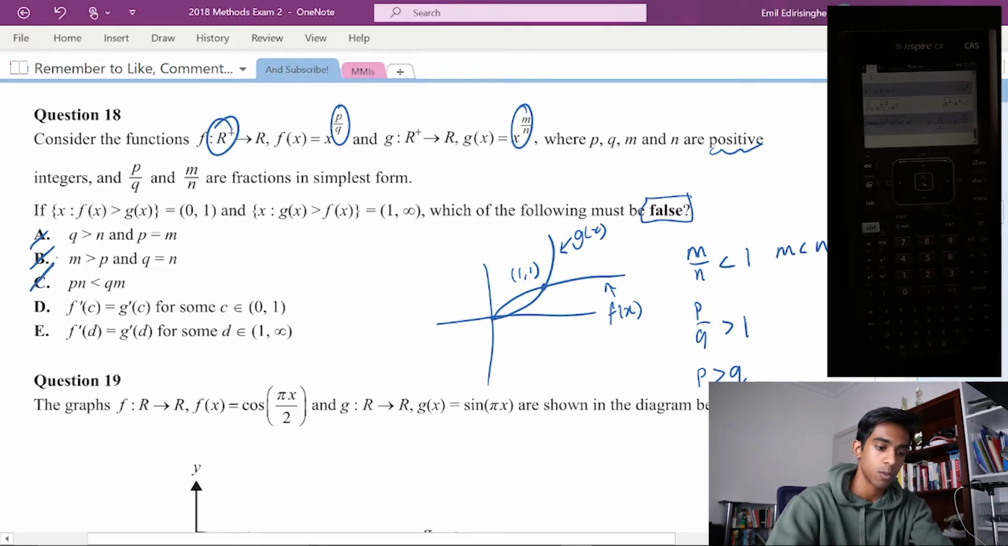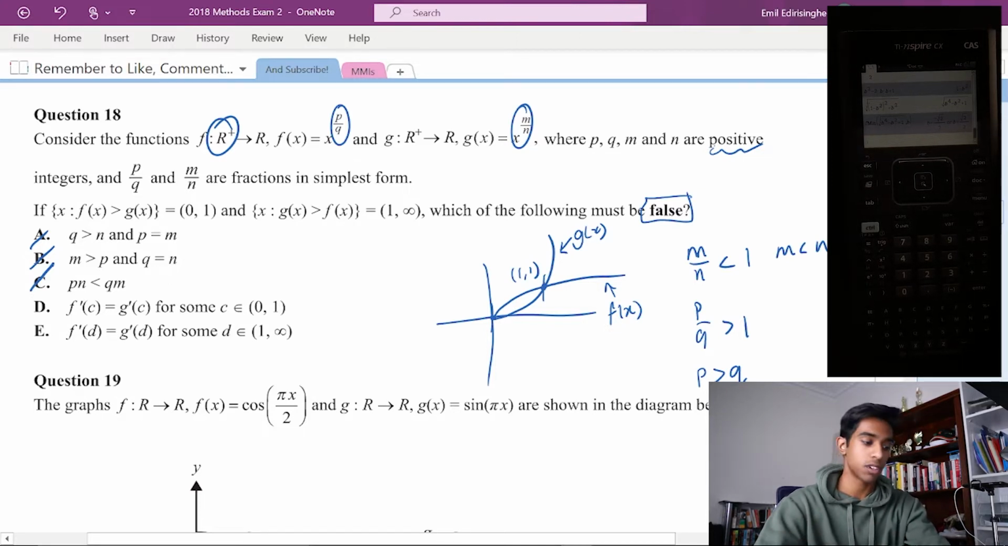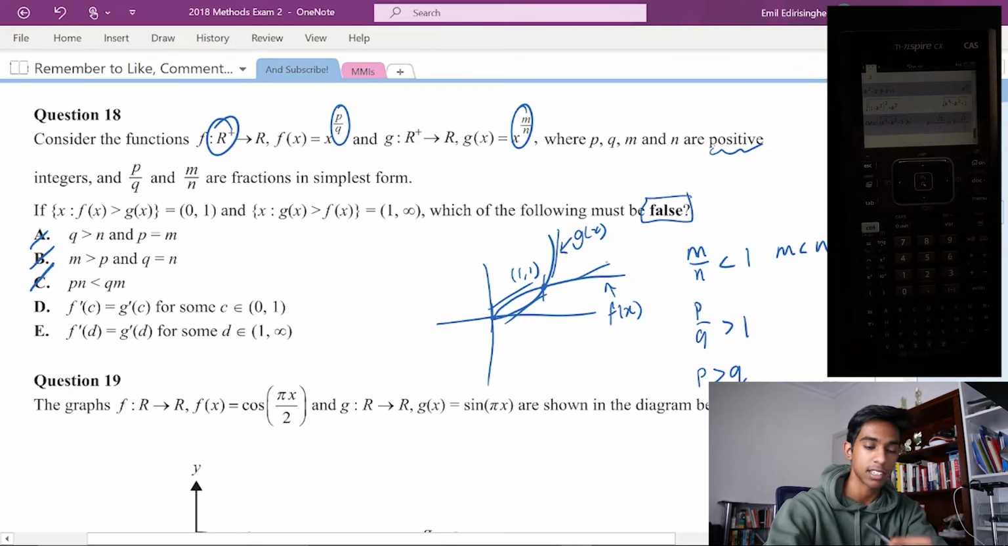So for D, we're looking at this part of the graph here. And for this, we can see that it is true, because at some point here, there will be tangent lines that have the same gradient. But E, on the other hand, is not true because once we pass 1, our tangent lines can never be the same. So that's why the answer to 18 is E.